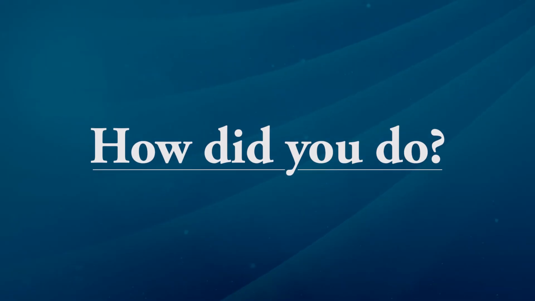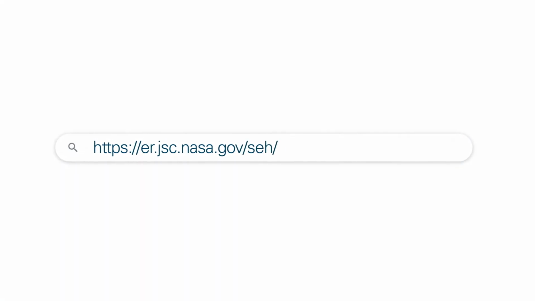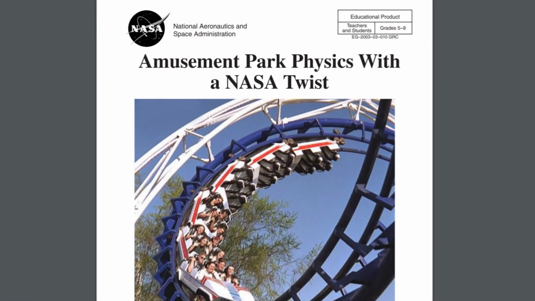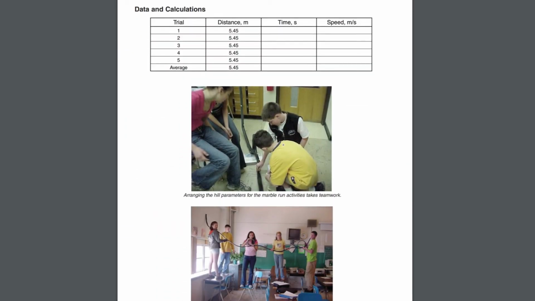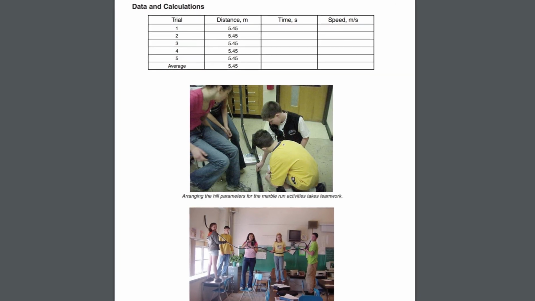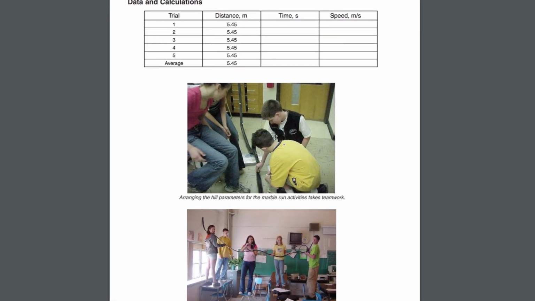How did we do? Here's where you can find the NASA STEM lesson plan for this activity. PDF image displayed titled Amusement Park Physics with a NASA Twist, followed by an image of the workbook's data and calculations table and students completing the roller coaster challenge. Thank you for joining us, and good luck with your marble run.